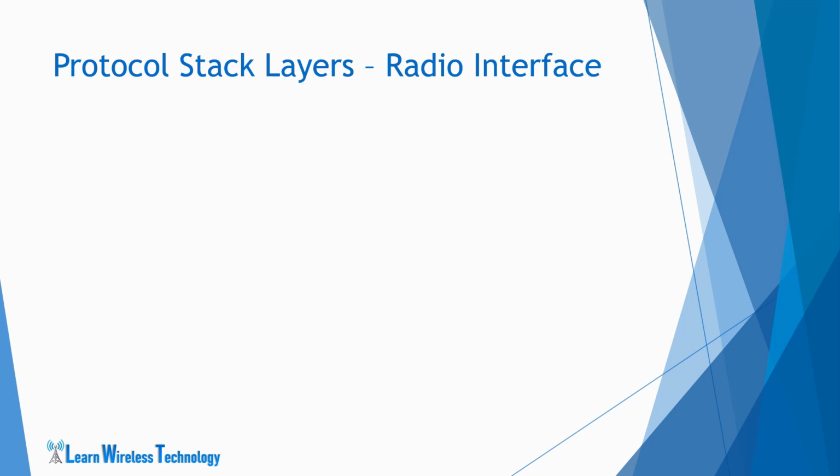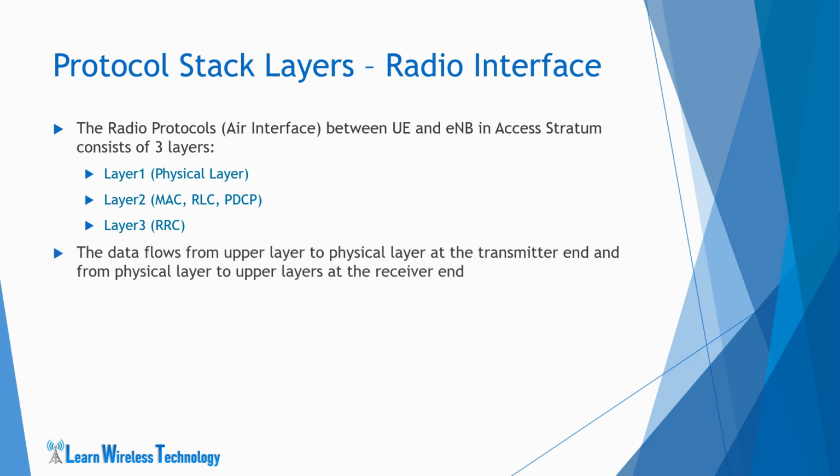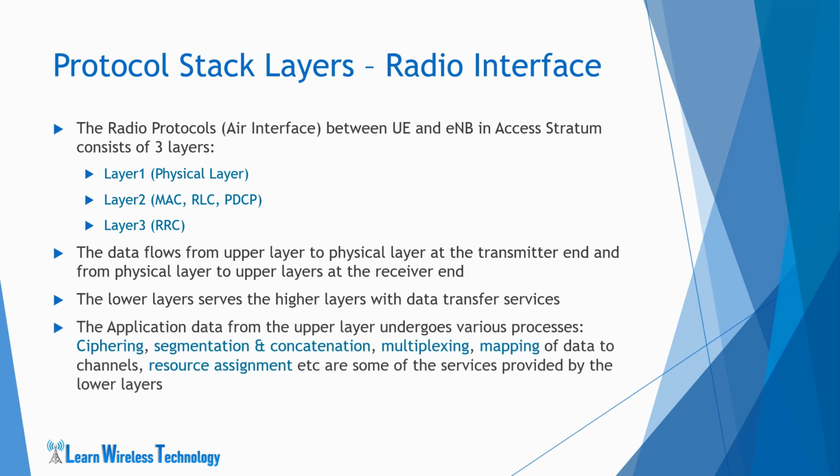So let's summarize the concept quickly. The radio air interface protocols between UE and eNodeB in access stratum consist of three layers. Layer 1, that is physical layer. Layer 2, that is MAC, RLC and PDCP layer. And layer 3, that is RRC layer. The data flows from higher layer to lower physical layer at the transmitter end and from physical layer to higher layers at the receiver end. The lower layers serve the higher layers with data transfer services. Some of the services provided by the lower layers to the application data from the upper layer are ciphering, segmentation and concatenation, multiplexing, mapping of data to channels, resource assignment, etc.